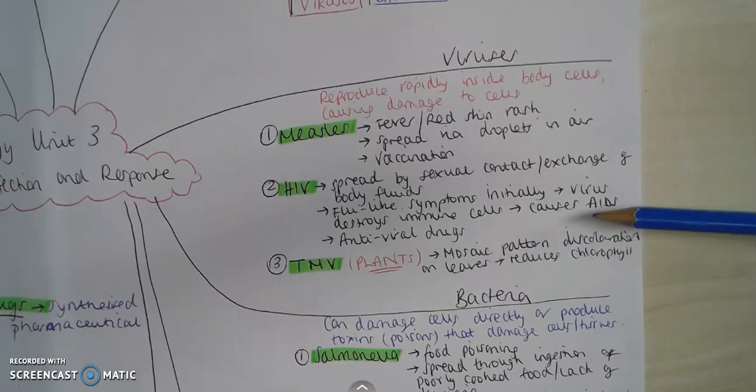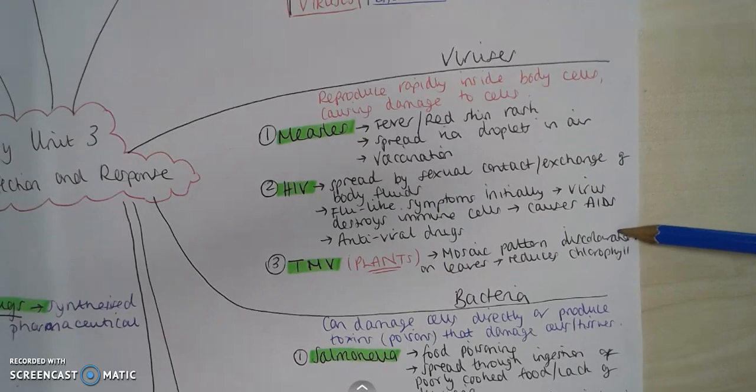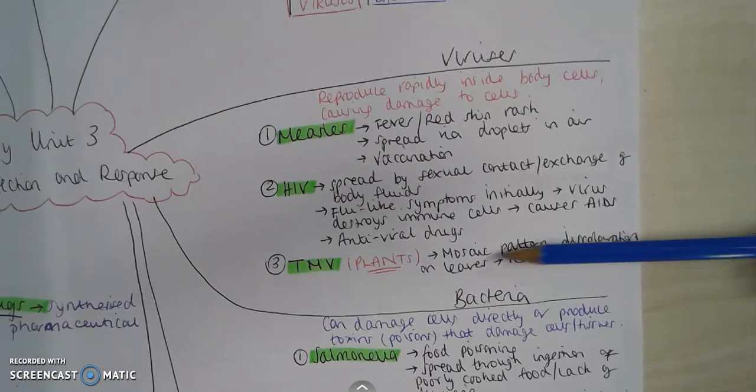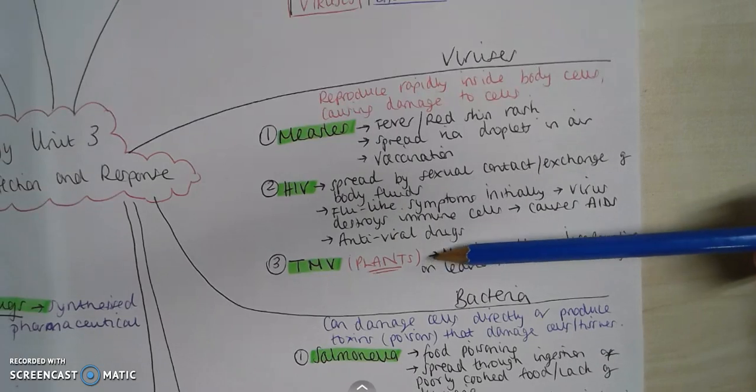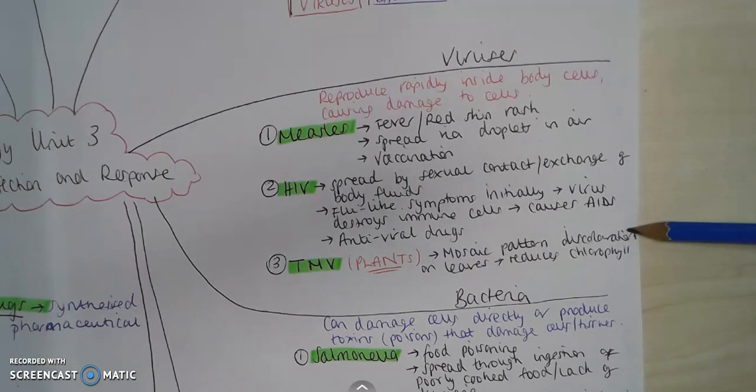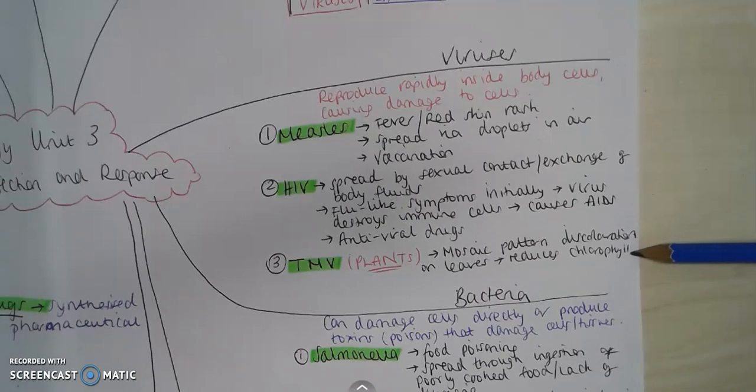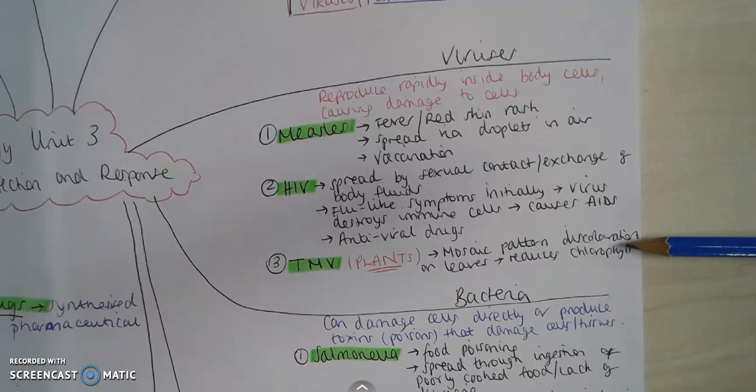Our third example of a virus then is TMV, tobacco mosaic virus, which affects plants only. So this isn't a human one, it's a plant one. The main signs of tobacco mosaic virus are mosaic patterned discoloration on the leaves, and what this actually does is reduce the chlorophyll in the leaves. Therefore, the plant can't photosynthesize effectively, and it usually ends up with stunted growth as a result of the lack of photosynthesis, lack of glucose production, and lack of energy being released during respiration. So it's a knock-on effect with that one.